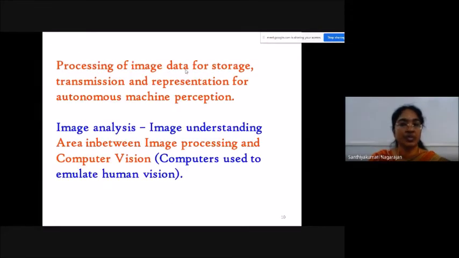There is processing of image data for storage, transmission, and representation for autonomous machine perception. It's needed. Once you process that image, it's easy for us to analyze. Only then do we come to understand what details or information are present in an image, to interpret it and give much more information about that image. Therein lies the area between image processing and computer vision. To know things in a deeper way, you will need this course, mainly digital image processing.